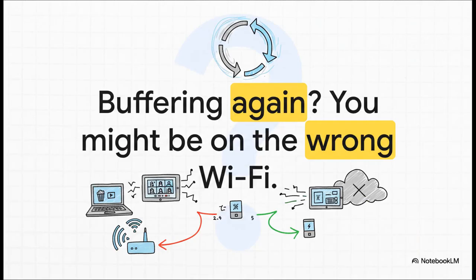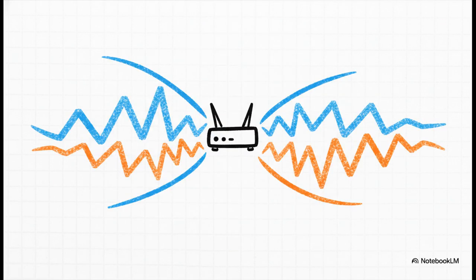You know the feeling. You're in the middle of a movie or maybe an important video call, and then it happens, the dreaded buffering wheel. It's so frustrating, right? But what if I told you the problem might not be your internet plan? It could be something as simple as being connected to the wrong Wi-Fi band. Okay, let's get into it.